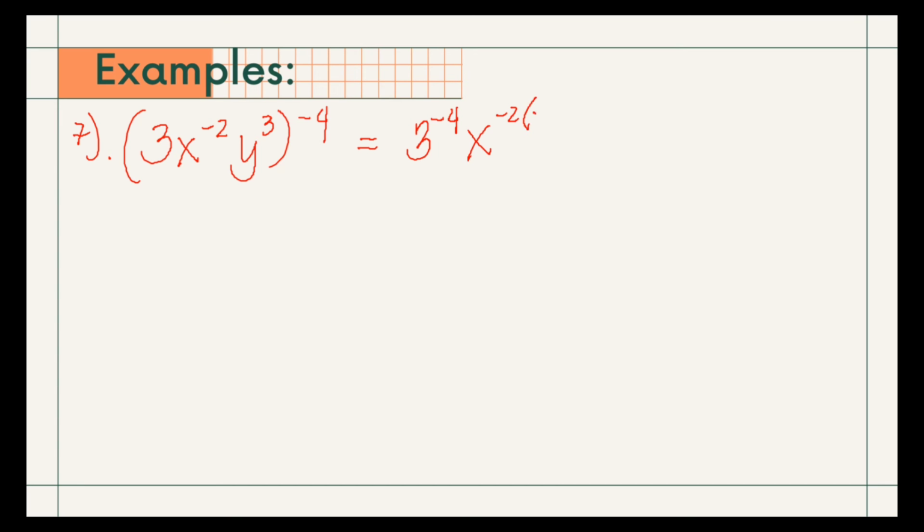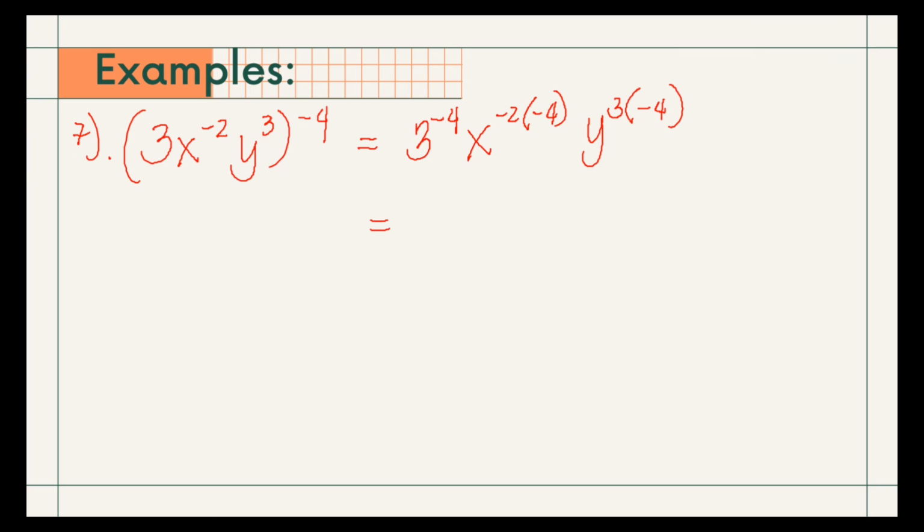Another example. We have example number 7. We have x raised to negative 2, and then y raised to 3, and then close and open parentheses. We raise this by negative 4. So, isa-isa natin i-multiply itong negative 4 by the term na nasa loob ng parenthesis. So, you have 3 raised to negative 4. And then, x raised to negative 2 times negative 4. And then, we have y raised to 3 times negative 4.